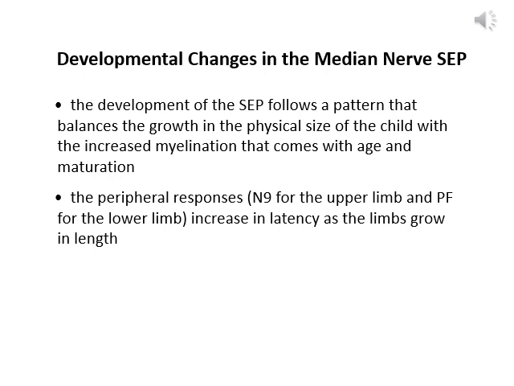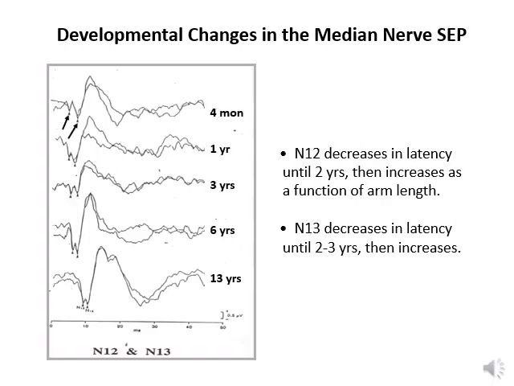For example, the peripheral responses reflect the travel time through the periphery, either from the wrist up the arm to the brachial plexus, or from the ankle to the knee for the popliteal response. In both cases, as the child grows taller, these limbs usually grow longer and the latency of the peripheral responses increase. With regards to the cervical responses, which are the N12 and N13, seen as the little W morphology marked by the arrows in your figure.